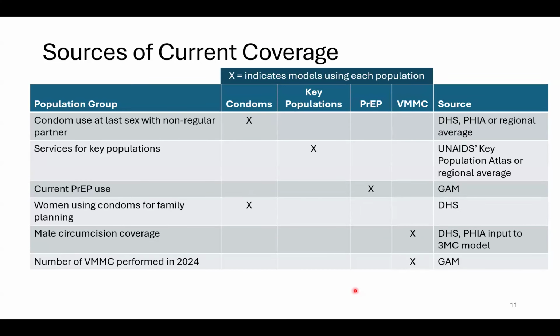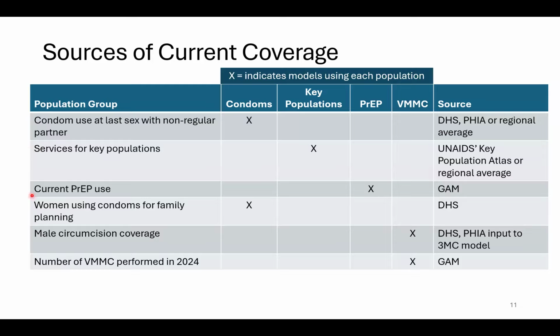Similarly, this table is going through the sources of current coverage in the tool. Like I mentioned earlier, condom use is coming from household surveys, or in countries that don't have those surveys, we look at regional averages. Coverages of services for key populations are coming from the UNAIDS KP Atlas, or again, because these data are often sparse, we do lean on regional averages to fill in coverage levels of key populations if they're not available. And so as you're looking at the tool, this is something I'd spend particular attention on to make sure that it's as reflective of your country as it can be.